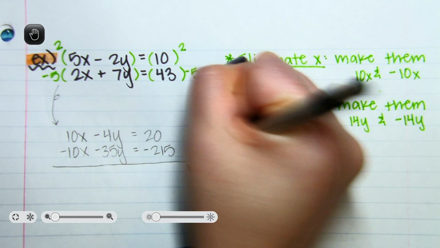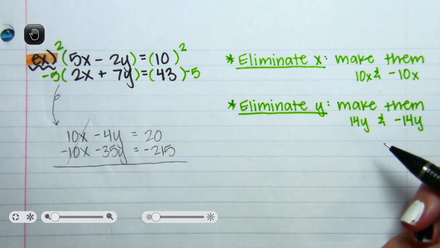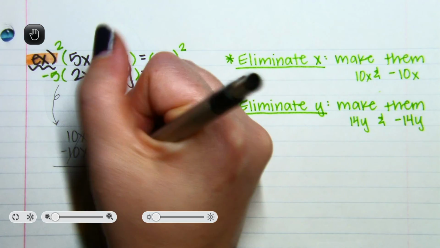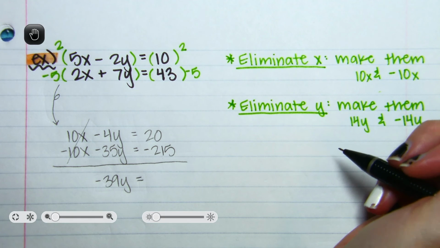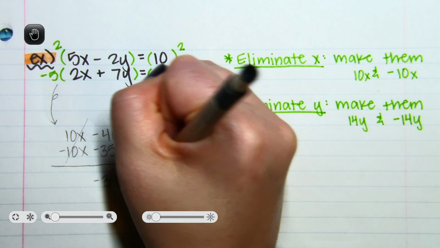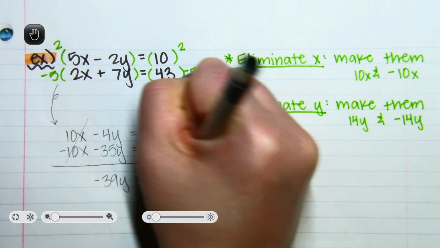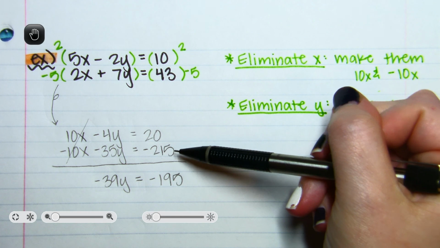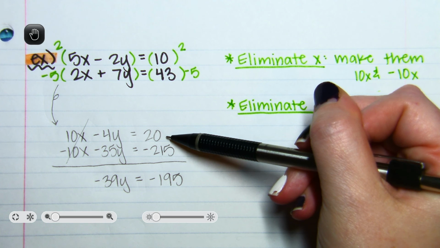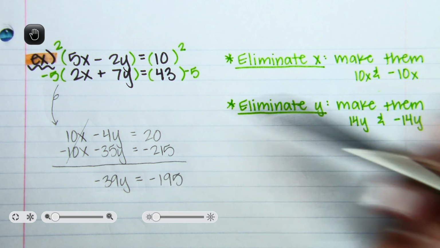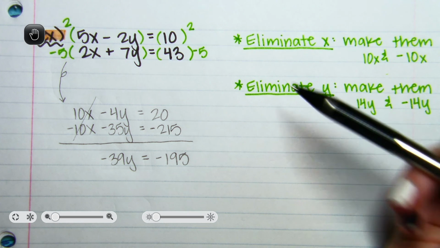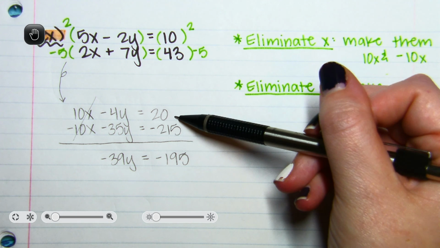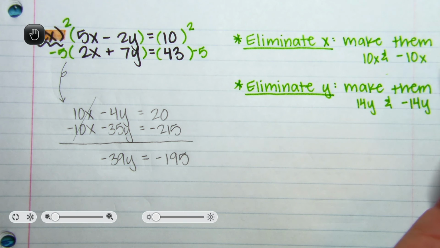And now I'm going to add these together. So the x terms will cancel. I get negative 39y equals 20 minus 215 will be negative 195. You can also do this as 215 minus 20, and then you know the answer is going to be negative because you're subtracting the bigger number. That's how I did it in my head. I did 215 minus 20 and then made the answer negative.